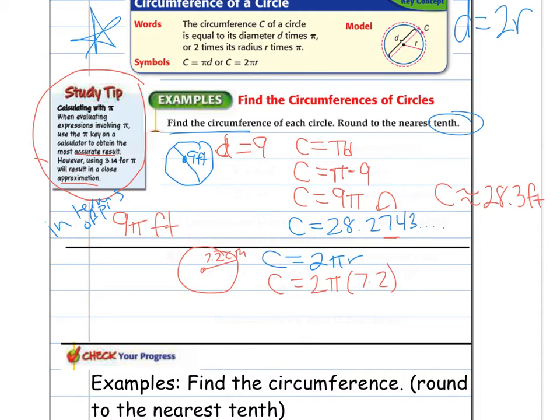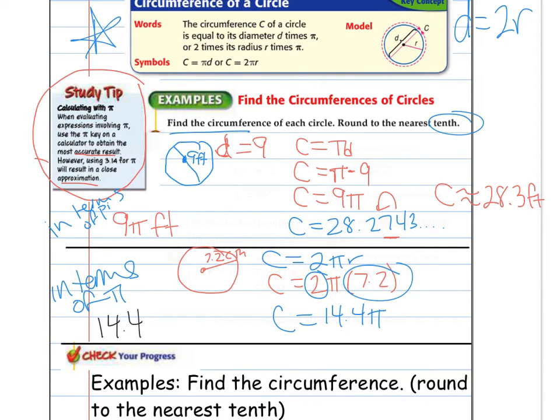Generally, I like to multiply my numbers first in case I have to go to terms of pi. So I multiply my 2 and my 7.2. So I get circumference is 14.4 times pi. Again, in terms of pi, I would leave it as 14 and 4/10 pi centimeters.